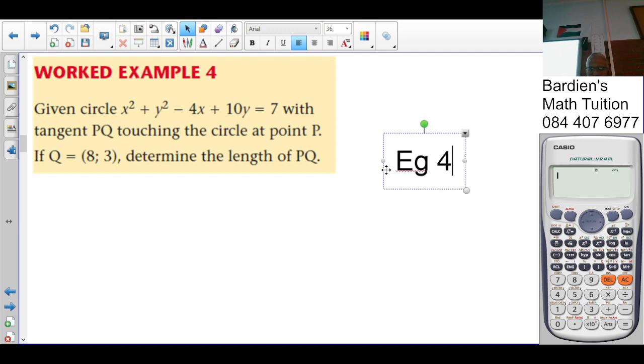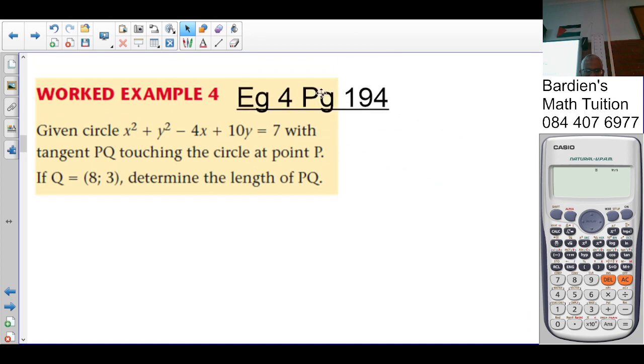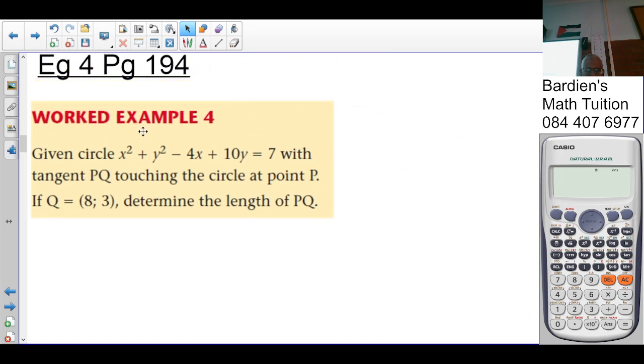Example 4, page 194. Yes, at least one person is here today. I'm not going to go completely crazy.